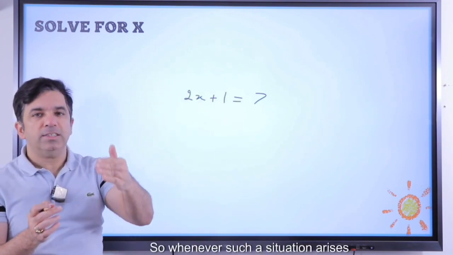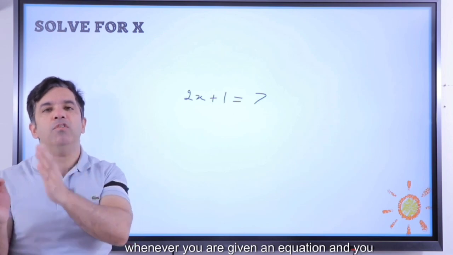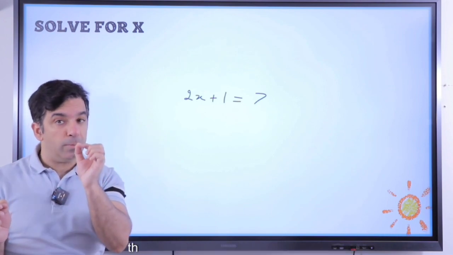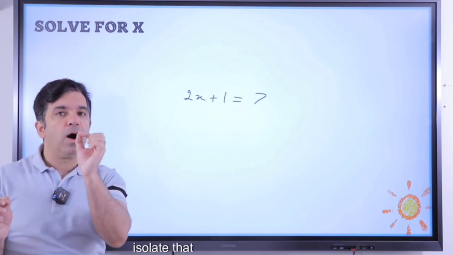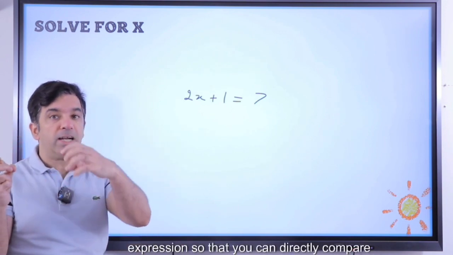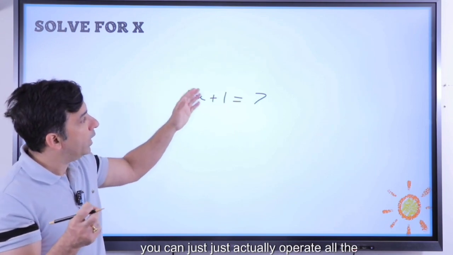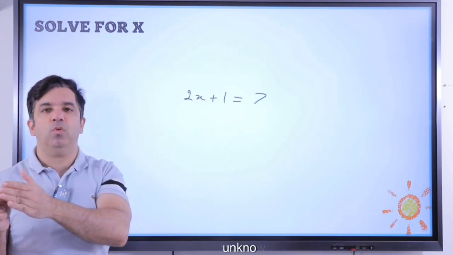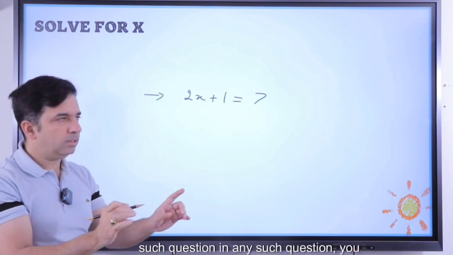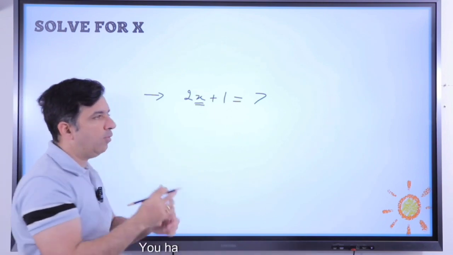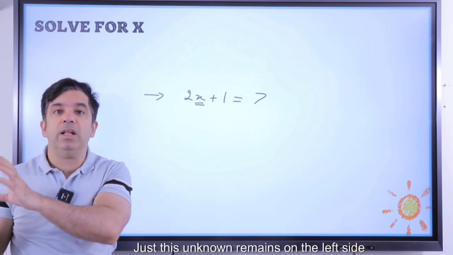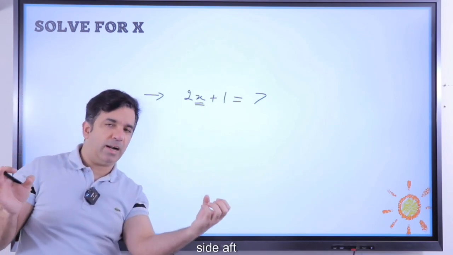Whenever such a situation arises, whenever you are given an equation and you have to find the value of the unknown, the first task, and just remember this task from now onwards, is that you have to isolate that unknown. You have to simply take that unknown out of the entire expression so that you can operate all the other terms and find the value of that unknown. So your focus should be that in any such question, you have to isolate this unknown. Just this unknown remains on the left side and all the other terms are on the right side.